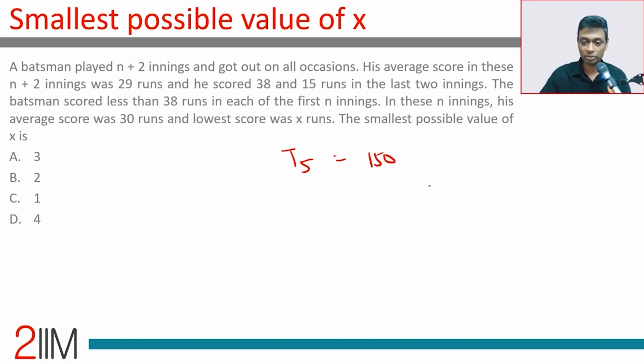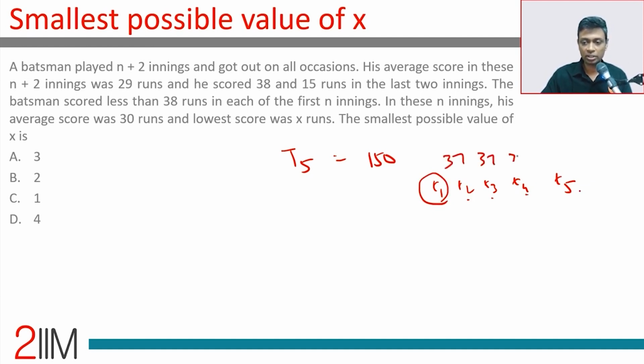We say 5 numbers. Term 1, term 2, term 3, term 4, term 5. They should add up to 150. Each of these is less than 38. We want to find the lowest score, the smallest possible value of the lowest score. So these should be as high as possible.